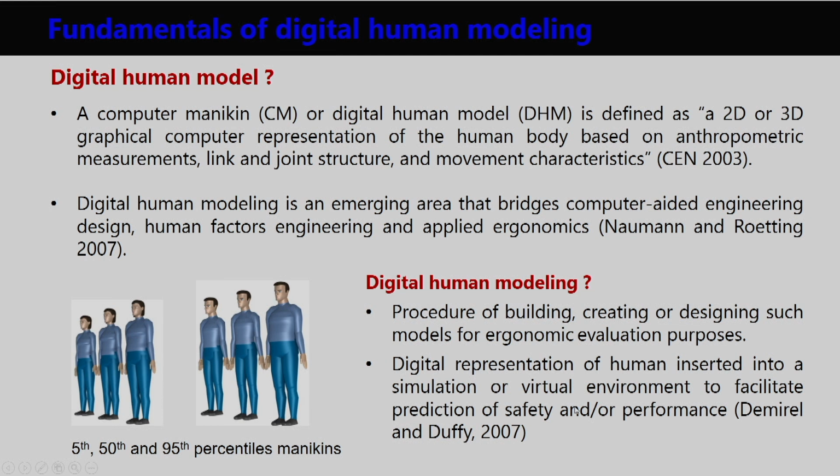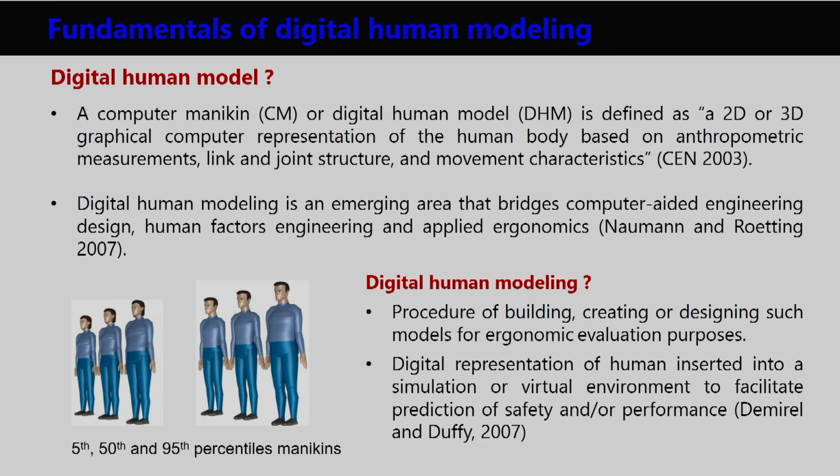So, what is digital human modeling software or what is a digital human model? First, if we define digital human model, a computer aided mannequin or digital model is defined as the 2-dimensional or 3-dimensional computer graphics representation of human body based on anthropometric and biomechanical data, measurements, link and joint structure, movement characteristics as defined by CEN 2003. So, in general we can mention the digital human model is the computer graphics representation of human body or body parts to evaluate various ergonomic aspects of the product or workstation, and for developing this type of human model we incorporate anthropometric and biomechanical data.